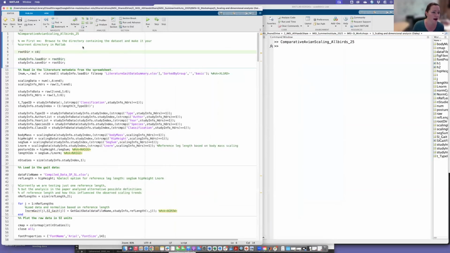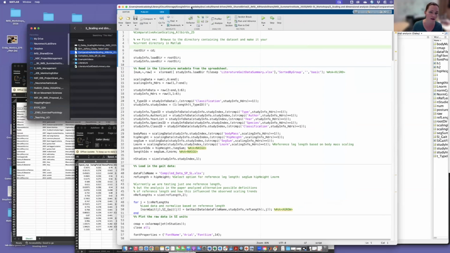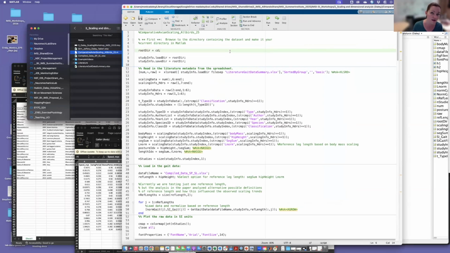And we're just gonna first operate things cell by cell. The first cell here just sets the directory for loading in the data using the functions in this script. So if you have this open, you can click run section and it should run the current section that's highlighted.